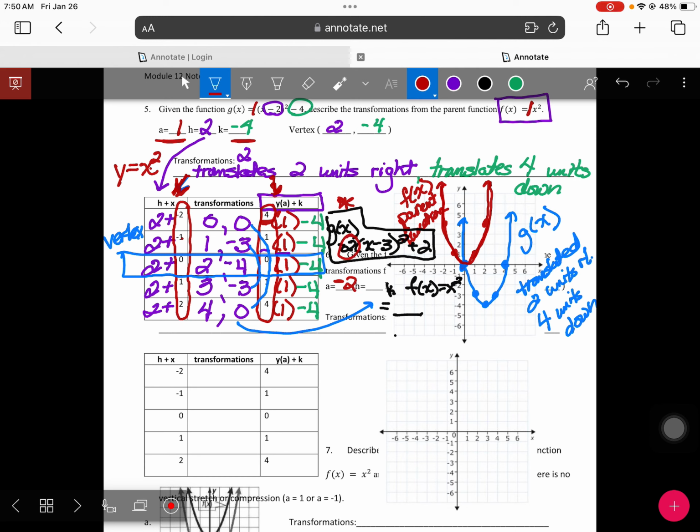Okay? So let's go over to the table first. Over here. And we have the h value of 3. So h over here, h is equal to 3. So I'm going to add 3 to all of these x values. Okay? Add 3 to all of these x values.